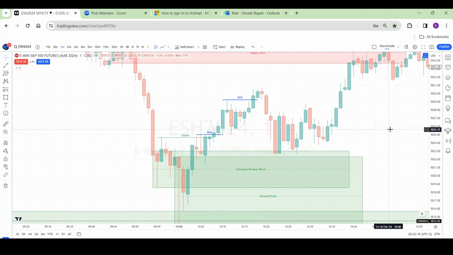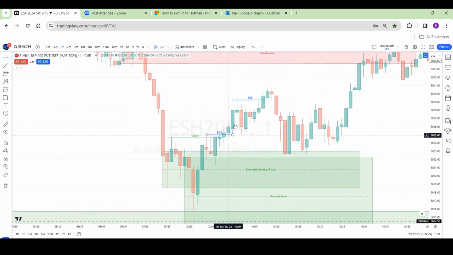And once the market comes in to retest, you also need to see again the same thing, change of character. So suppose the market is testing now, you need to be very careful. Now your entry is coming. You need to take the entry.